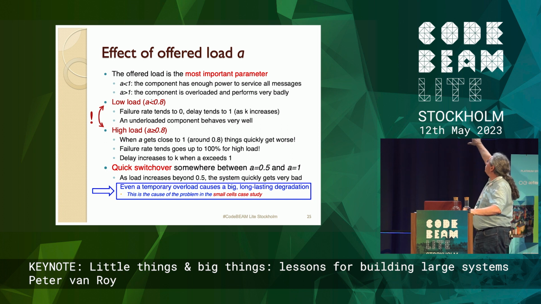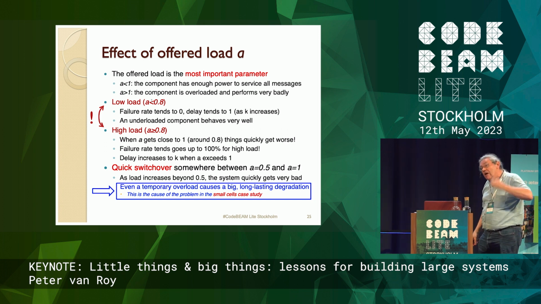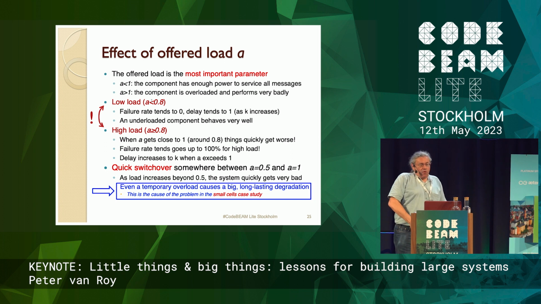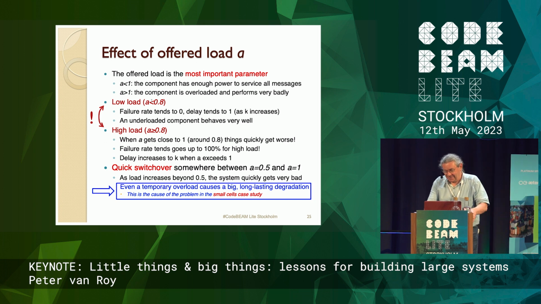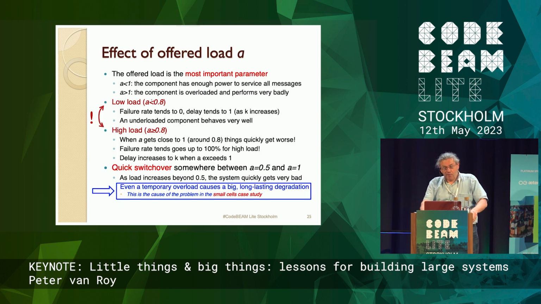So there's a kind of switchover between 0.5 and 1. As the load increases beyond 0.5, the system quickly gets very bad. Even a temporary overload causes a big, long-lasting degradation, okay? So because of the fluctuations, the system has a problem here. Okay? Okay, so that's our first example.